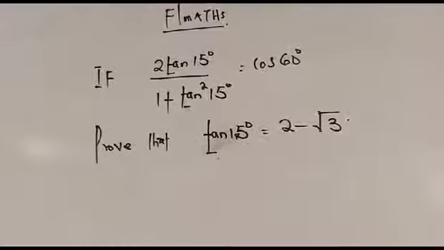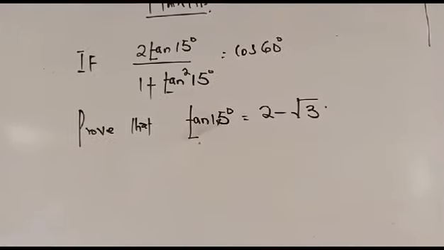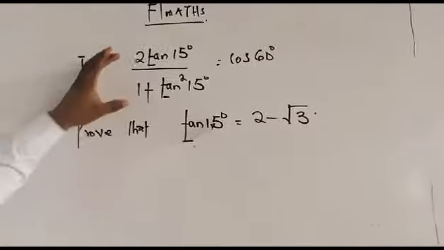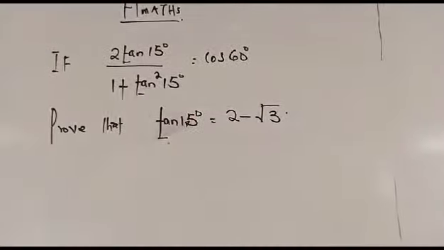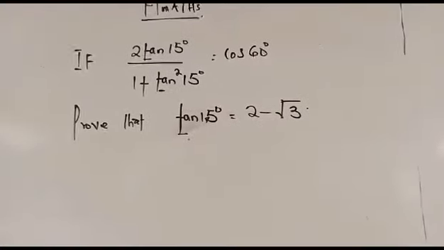What we have here is trigonometry under further mathematics. The question says if this equals this, you should prove that tan 15 equals this. How do we achieve this result?